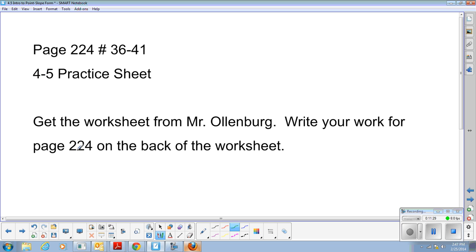Write your work for page 224 on the back of the worksheet. It's empty, and then you do the 4 or 5 practice sheet on the other side. That way you're turning in one sheet of paper, and it's only one thing to keep track of. Give that a shot. I think you'll do okay with it. Let me know whatever I can help you with.